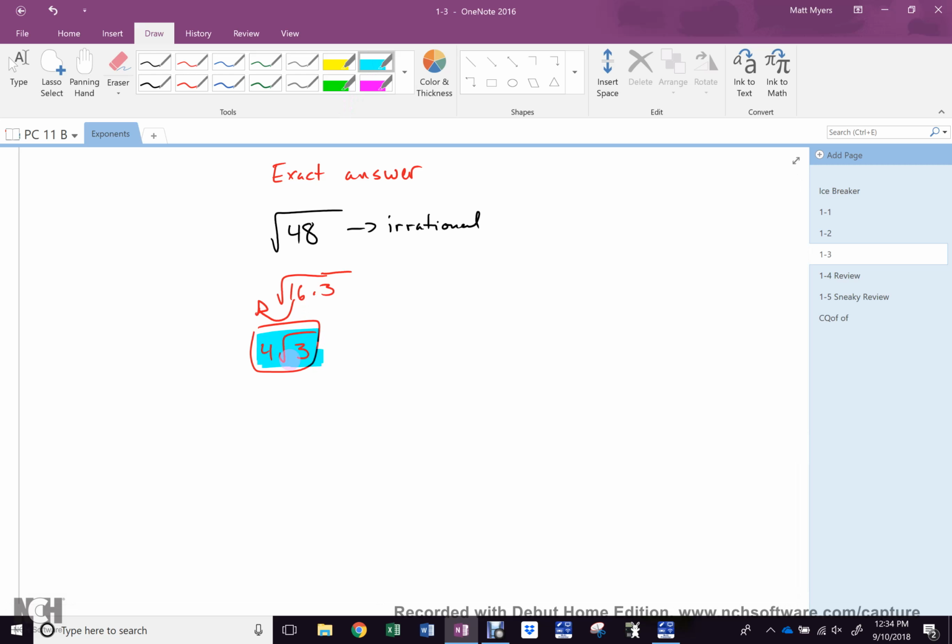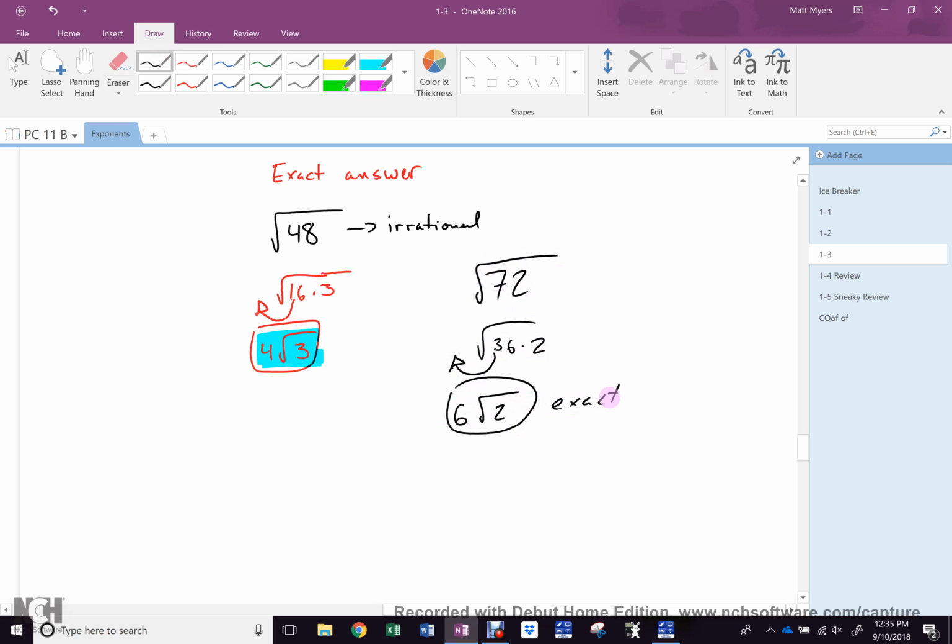Do people need to be reminded of how to do that a little bit? Do you want to see a couple more? Or are people cool with that? Everyone remembers that from grade 10? I don't mind doing another one. 72. That is the square root of 36 times 2, right? What's the square root of 36? So what comes out? 6. What stays under there? 2. So that is what we call an exact answer.